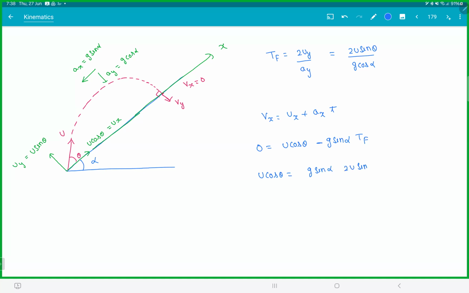Time of flight is 2u sine theta by g cos alpha. U and g will cancel everywhere, so u and g will not come in the answer. Bring everything to one side, you'll get tan theta tan alpha 2 times is equal to 1. So tan theta tan alpha is equal to one half. People who got cos theta, sin theta and everything, if you simplify, you should get this. Now, Puruja, I think you will get it.